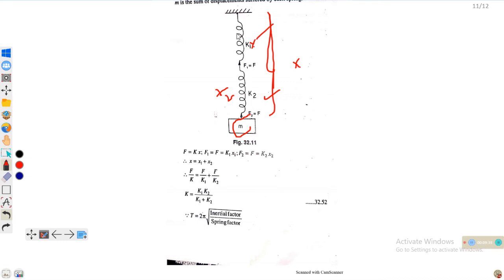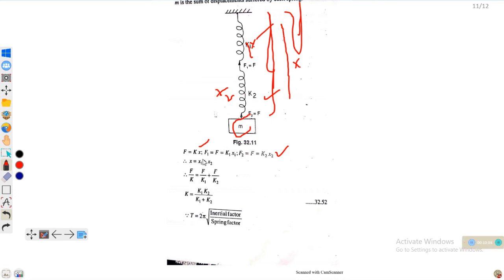So our total force is F and the total displacement is x. So F will be equal to k into x, where k is the effective spring constant. F1 is equal to k1 into x1 for the first spring, and F2 is equal to k2 into x2. So if we write the expression, the total x is equal to x1 plus x2.